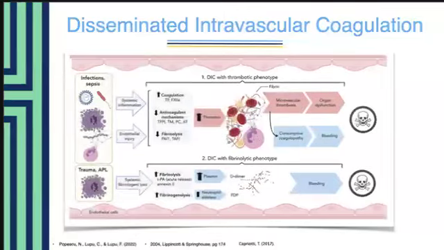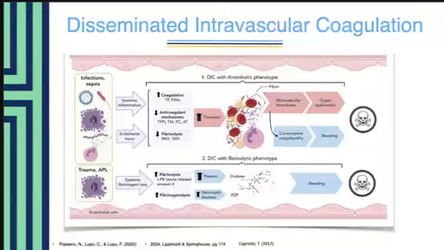All right. So when we look at this image, it displays a visual of DIC with thrombotic phenotype and DIC with fibrinolytic phenotype, because DIC can present with two different types of phenotypes. So DIC with thrombotic phenotype is characterized by excessive clotting and thrombosis. In this form, there's widespread microvascular thrombosis leading to that organ dysfunction and ischemia. The predominant clinical feature is that thrombotic complications like the stroke, pulmonary embolism, and organ failure.